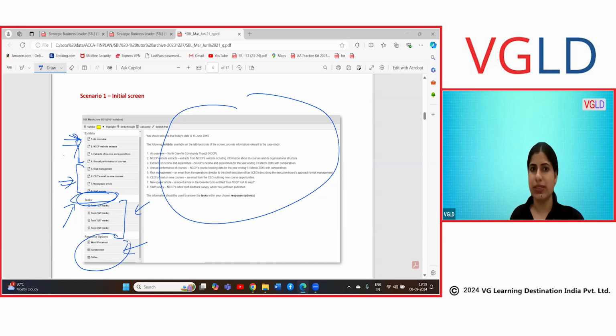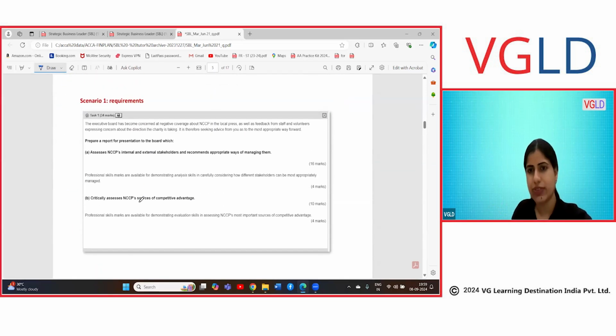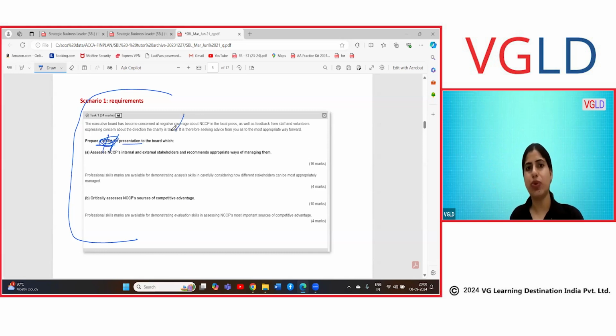So always and always make sure, first of all, read these things like, okay, which exhibit is linked to which area, and then open the task related slide, that is, which task they are asking. After opening the task slide, you will be getting a screen like this, that okay, they will be saying prepare a report for presentation. They are saying prepare a report. Report means you have to prepare the report. If they are saying prepare the presentation slide, then you have to respond in the presentation slide option only.